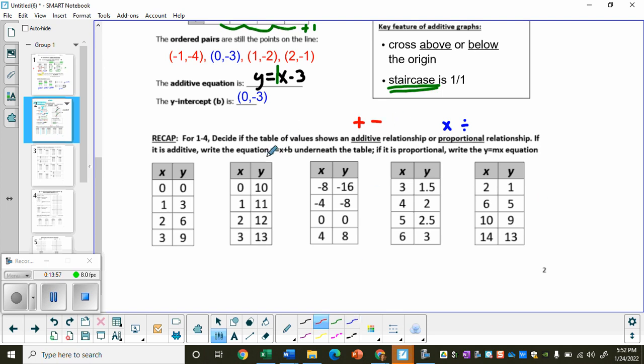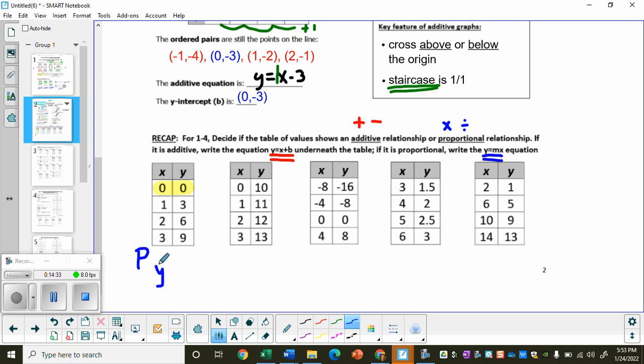If it's an additive one, we're going to have an equation with y = x plus or minus a number. If it's a proportional one, we'd have the y = mx equation where we're showing the multiplication from our previous unit. All right, now for this first one, first thing I notice is (0, 0). To me, that's a dead giveaway that it's going to be our previous unit, the proportional, because anything times 0 is 0. So I'm going to focus on multiplication. So what times 1 gives me 3? 2 times 3 is 6. 3 times 3 is 9.